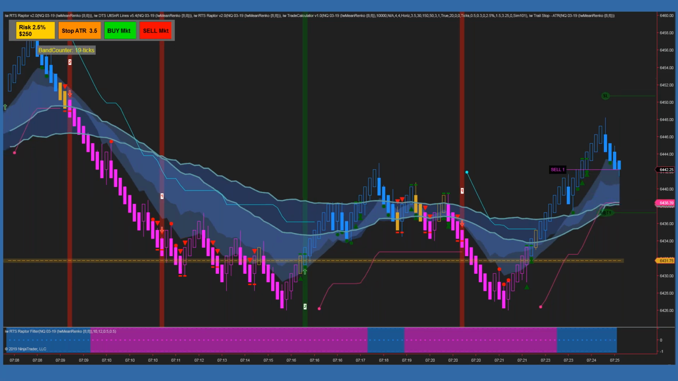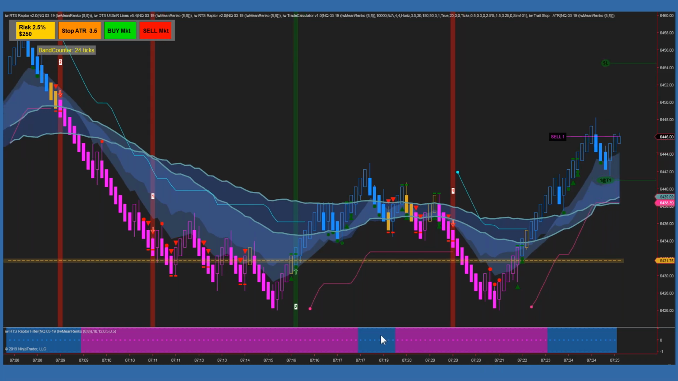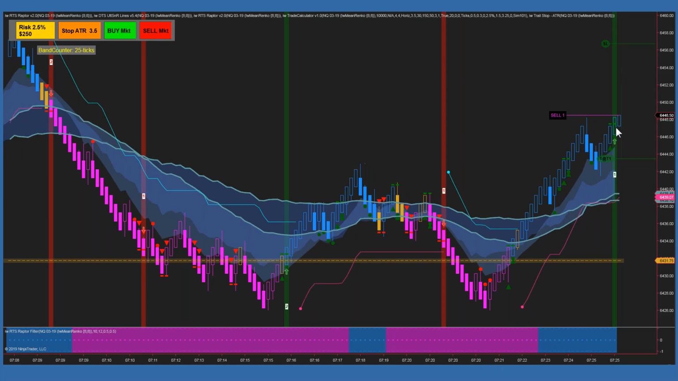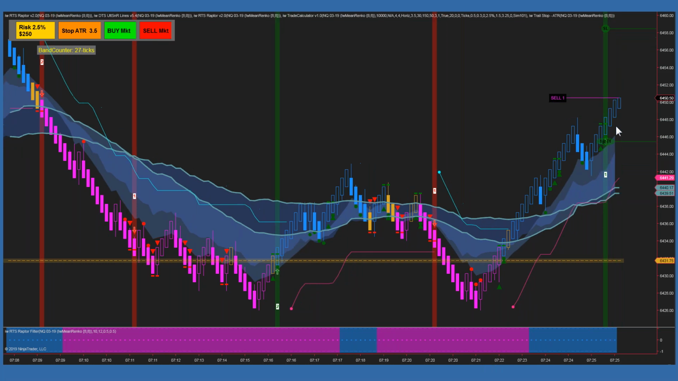All right, a little bit of a bullish break. The clouds now stacked in a more bullish fashion. The Raptor filter starting to break up a little bit here. We're starting to get a little bit more bullish. This is going to be the number one signal here on the Raptor. I'm going to see if we get a little bit more of a pullback, although I have a feeling I may end up waiting too long.